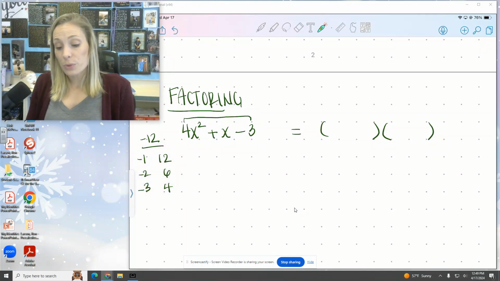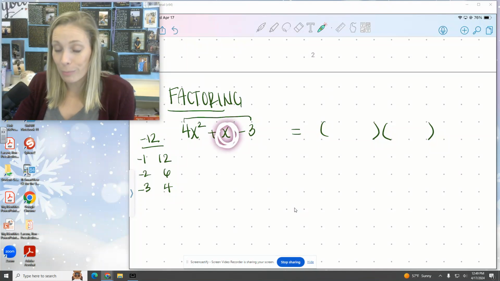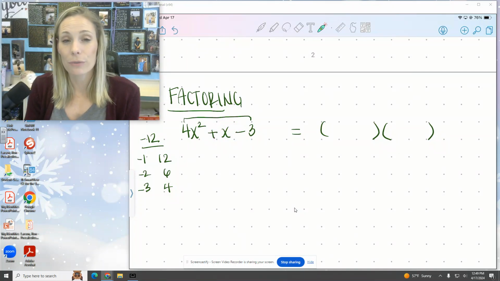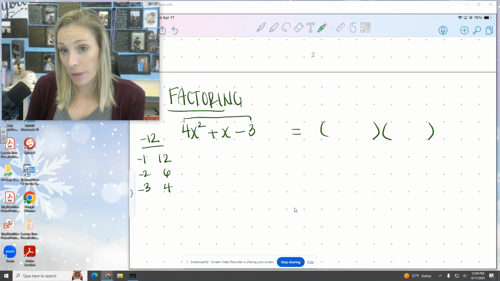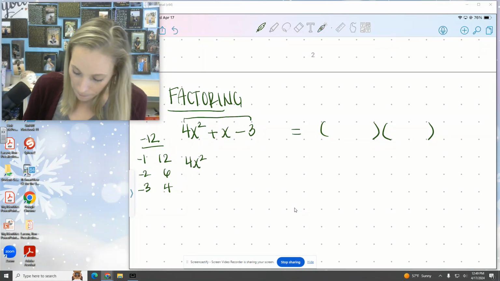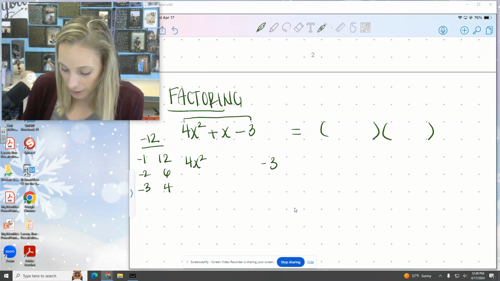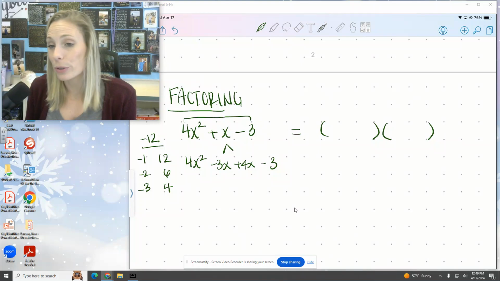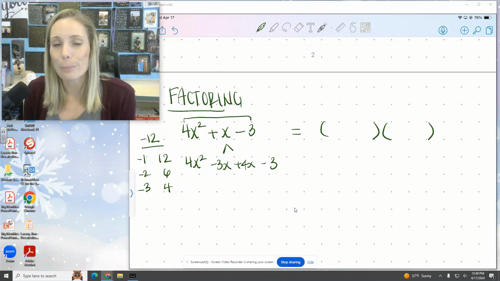What we are going to do is we're just going to split our middle term. Because when you're trying to group, you have to have an even amount of terms so that you can group them. So the 4x squared follows us down. The negative 3 follows us down. But we split our middle term with a negative 3x and a 4x. And it does not matter what order you put those in. I probably should have flipped them.